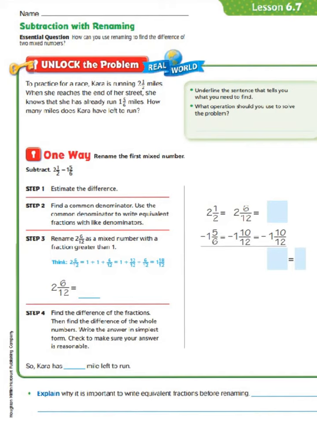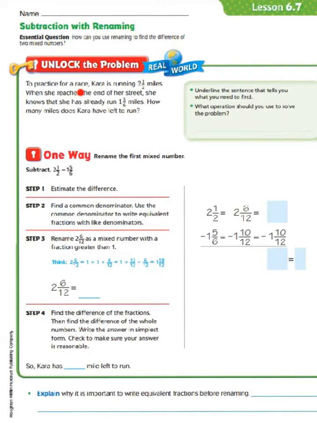Good evening, class. This evening we're going to be looking at lesson 6.7, subtraction with renaming. So let's begin by looking at our essential question. How can you use renaming to find the difference of two mixed numbers? And remember, difference signifies that we will be using subtraction. Let's take a look at our word problem.